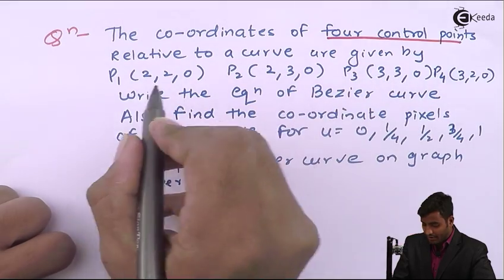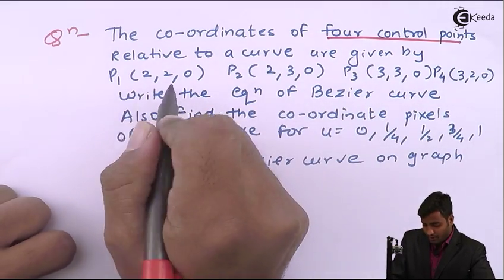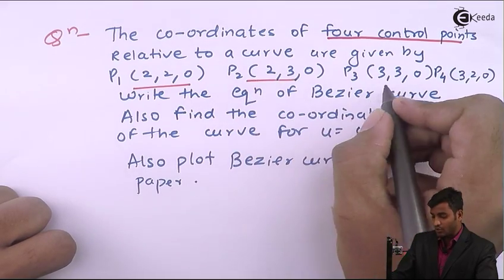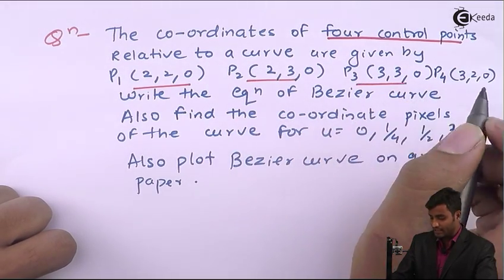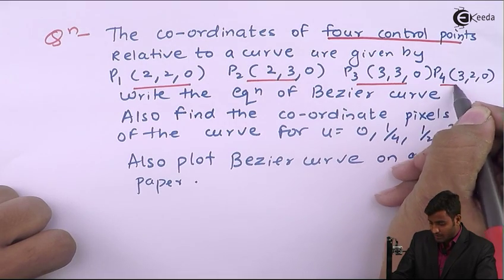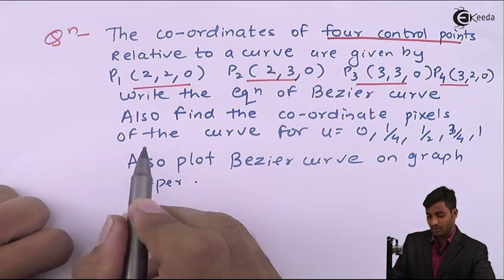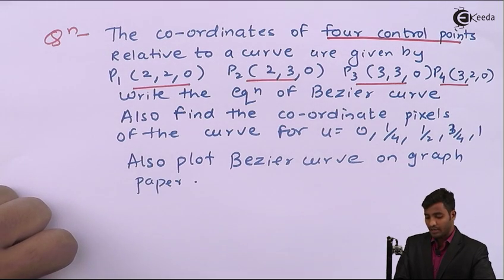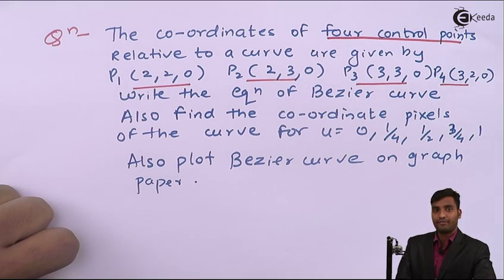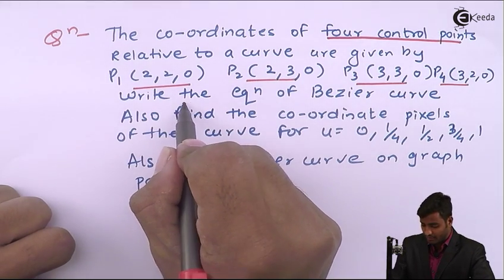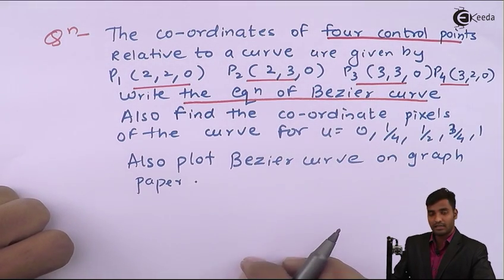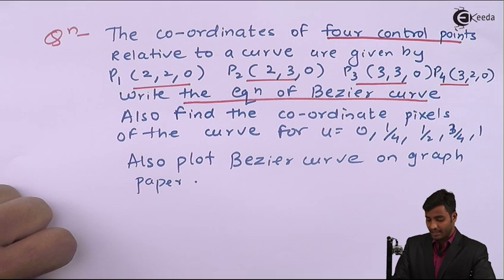Relative to the curve are given by P1 2 2 0, P2 2 3 0, P3 3 3 0, P4 3 2 0. Write the equations for Bezier curve. So here 4 control points coordinates have been given and we have to write equations of Bezier curve. So first thing which we have to do is write the equations of Bezier curve.